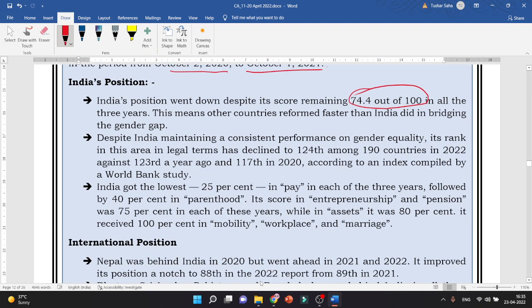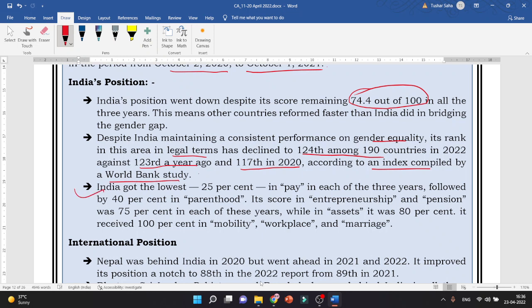Now it is very important for you to know all these points. For example, despite India maintaining a consistent performance on gender equality, its rank in legal terms has declined to 124 among 190 countries as against 123rd a year ago, and 117 in 2020, according to an index compiled by a World Bank study.